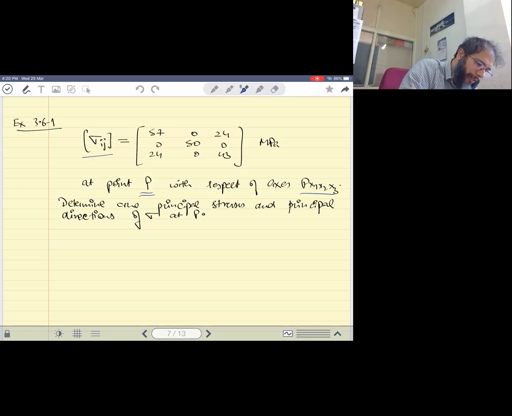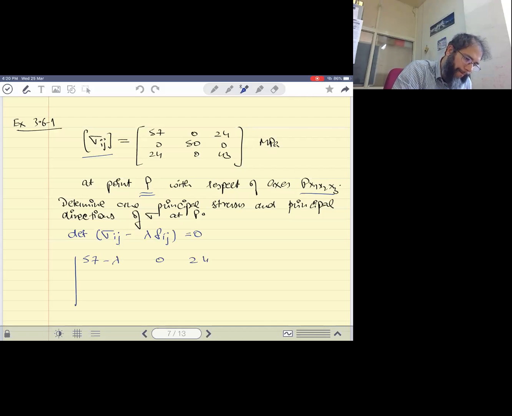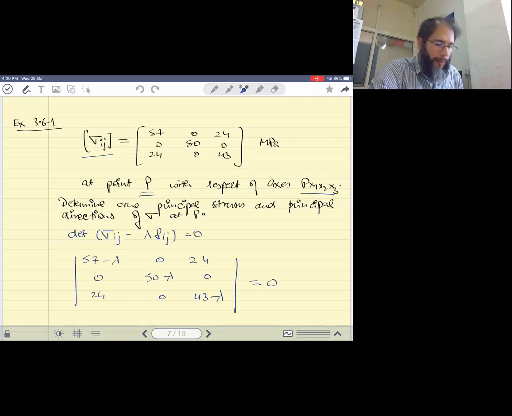In the last slide, we showed that when the determinant of sigma ij minus lambda delta ij is 0, that gives us the necessary equations to find the principal values. All we have to do is expand this determinant and get the three roots of the equation, lambda 1, lambda 2, and lambda 3, which are the three principal stresses or principal values of the stress tensor sigma. It's a very straightforward problem, so I will leave it to you. The only confusion people have is on how to find the principal directions. Let me show that.